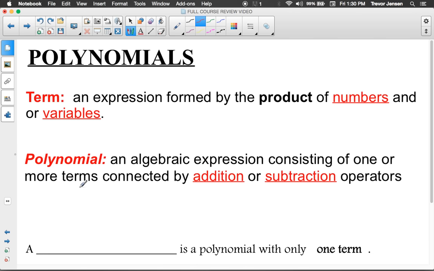Let's move on to polynomials quickly. So basically, you have to remember what a term is. A term is an expression formed with a product of numbers and variables. So for example, 2x, that's a term. It's a product of a number, 2, and a variable x.